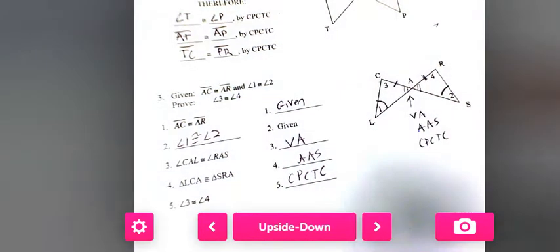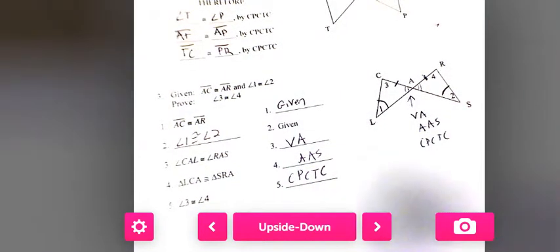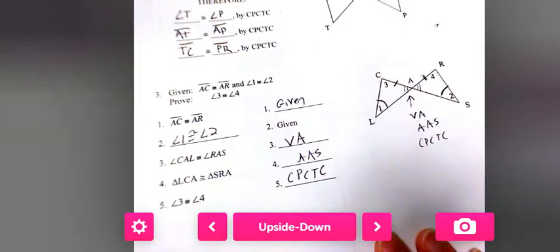CPCTC. I know it's a really long acronym, but nobody wants to write corresponding parts of congruent triangles are congruent, do we? We'd rather write CPCTC. Yeah, okay. All right, let's turn it over.